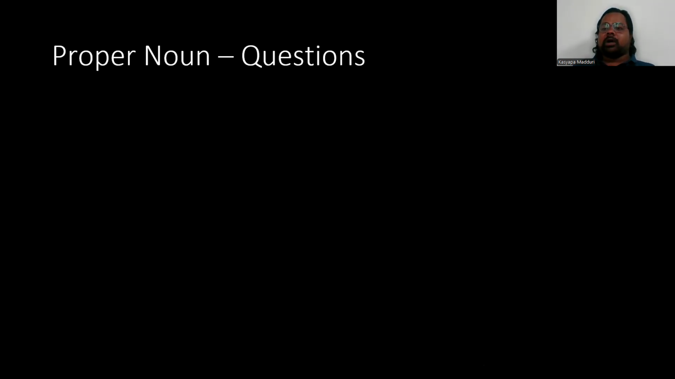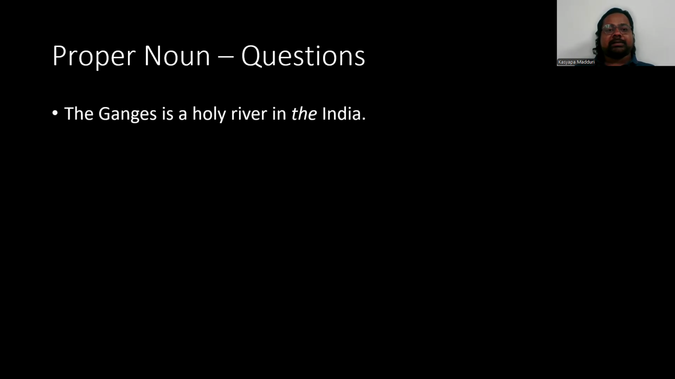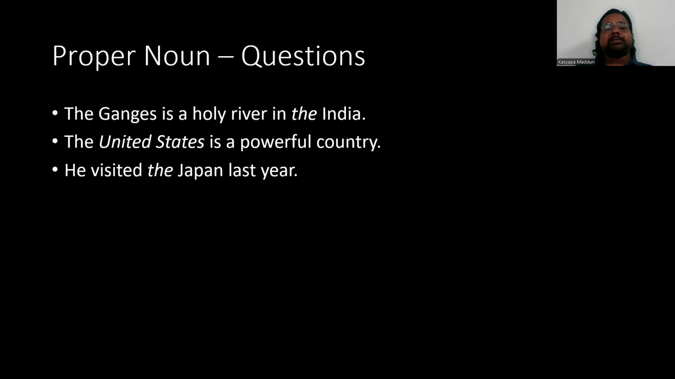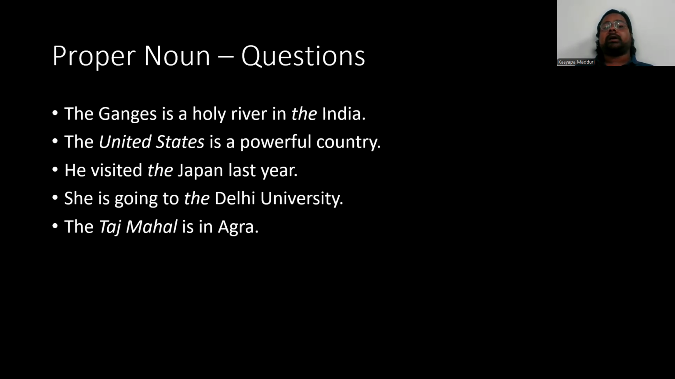These are error spotting questions basically. I want you to try and answer these questions as I am giving them, and in the next slide we'll see the answers. Spot the error in these sentences. The Ganges is a holy river in India. The United States is a powerful country. He visited the Japan last year. She is going to the Delhi University. The Taj Mahal is in Agra. So what are the errors in these sentences? Do it very quickly, within 30 seconds. If you want time, you can just pause the video and spot the errors, and we are going to see the answers now.